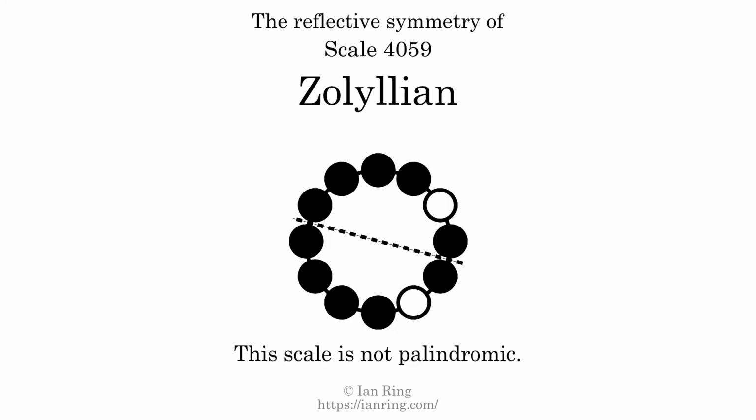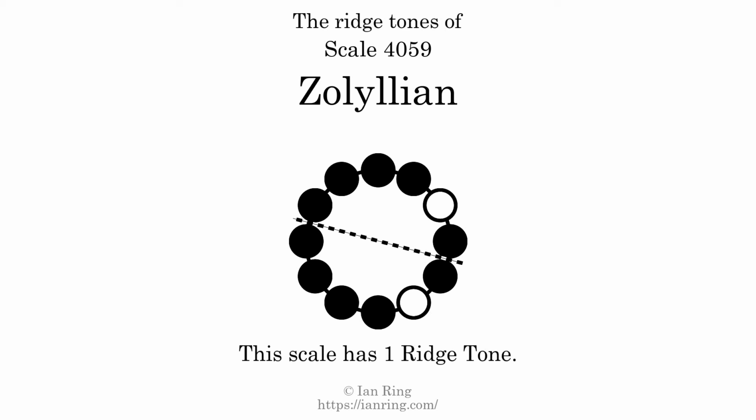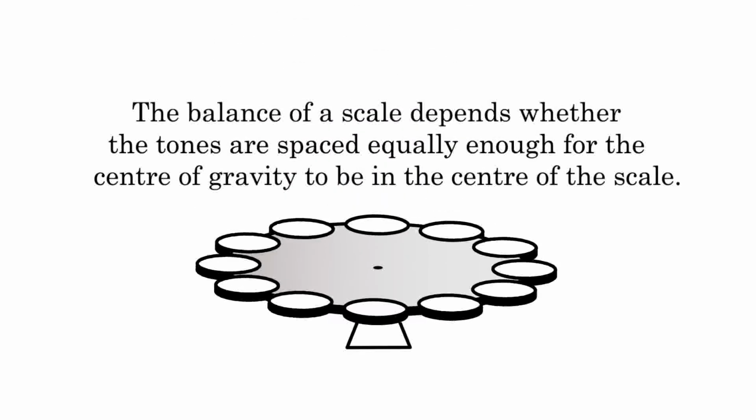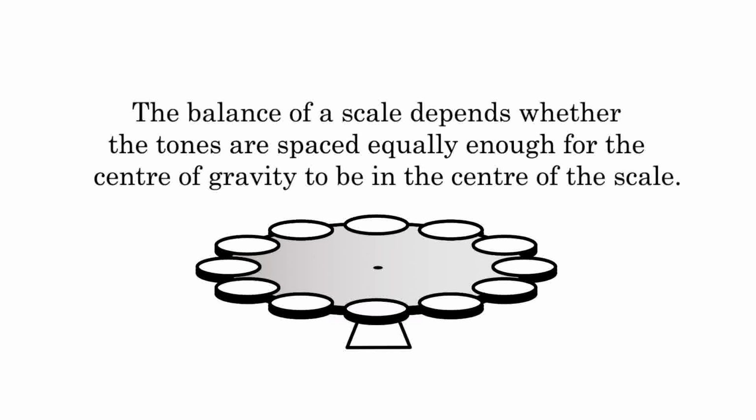This scale has reflective symmetry across an axis position 3.5 semitones from the root. This scale has a different pattern of intervals ascending and descending, so it is not palindromic. This scale has one ridge tone. Here, the balance of a scale depends whether the tones are spaced equally enough for the center of gravity to be in the center of the scale.